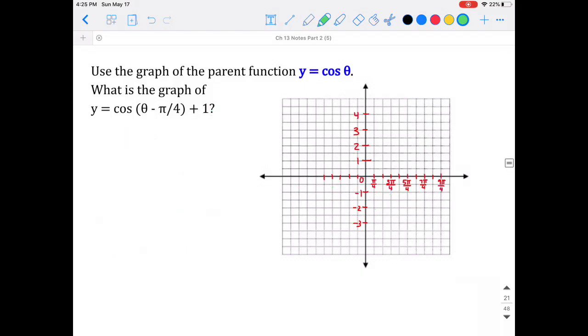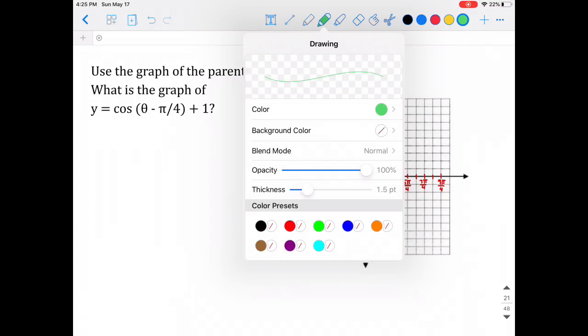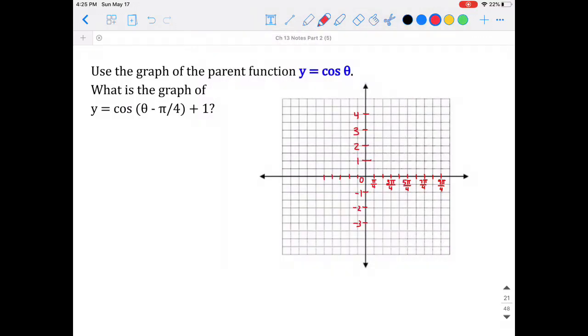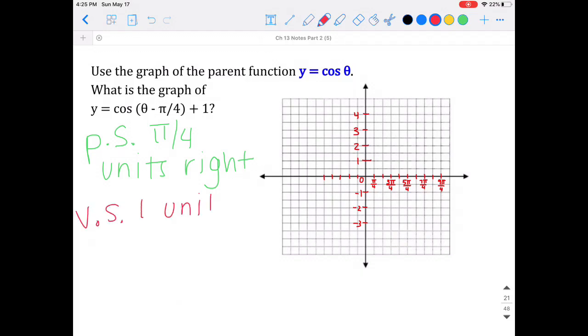Another example where we have two translations, use the graph of the parent function y equals cosine of theta. What is the graph of y equals cosine of theta minus pi over 4 plus 1? So first let's think about our translations. So we have theta minus pi over 4. So minus pi over 4 tells us we have a phase shift of pi over 4 units right. And plus 1 tells us we have a vertical shift of 1 unit up.